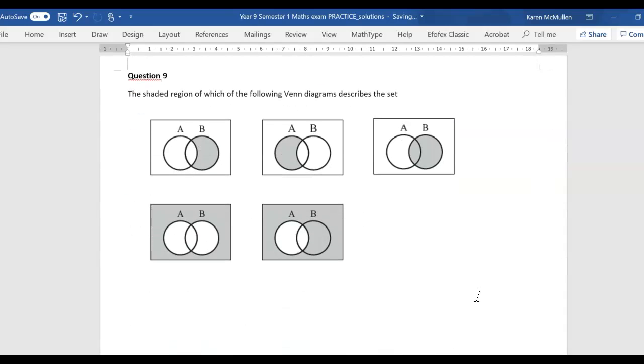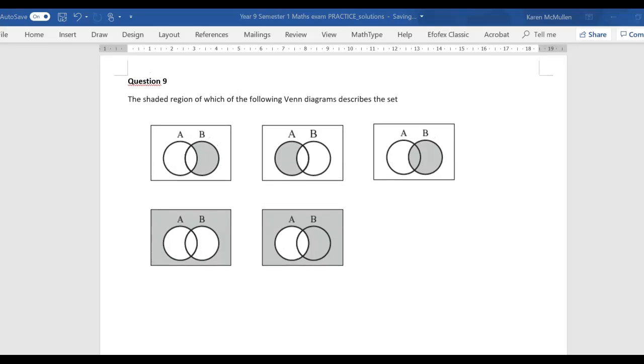All right, question 9. The shaded region of which of the following Venn diagrams describes the set? Oh my gosh, do I not have a set written there? I knew I had one, it's just hiding. I don't know what happened there.